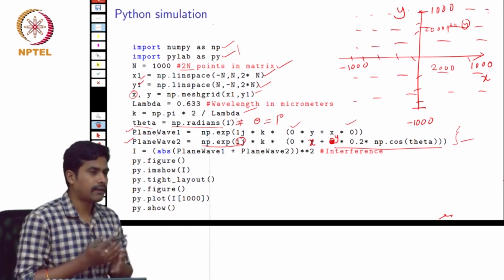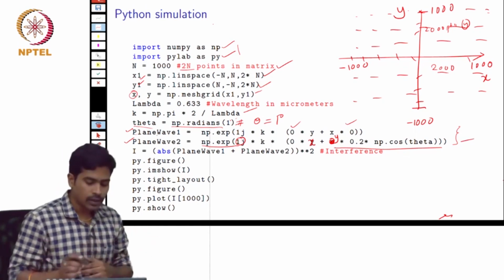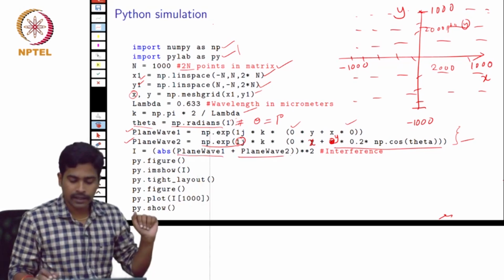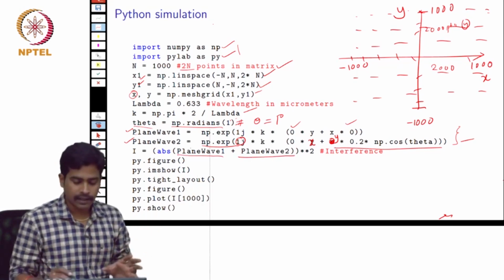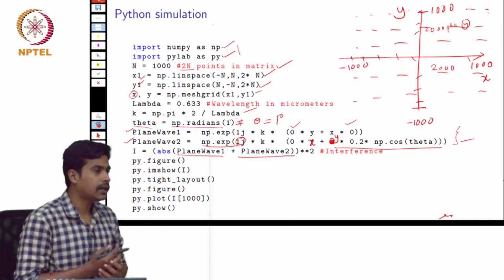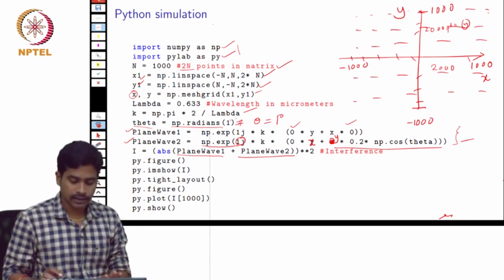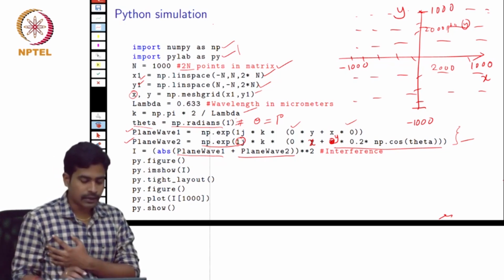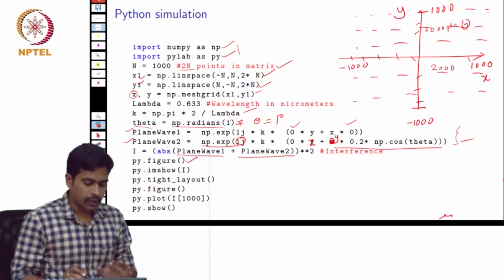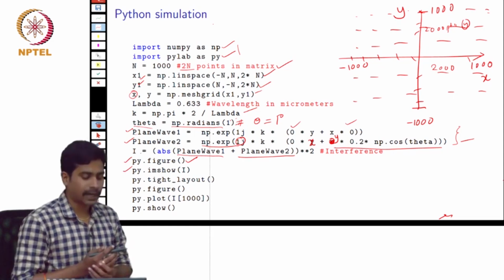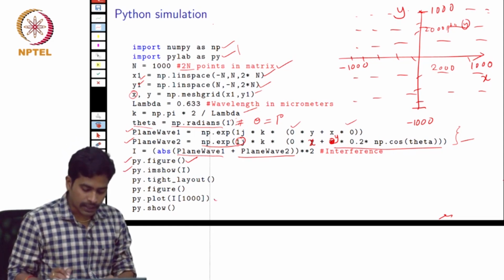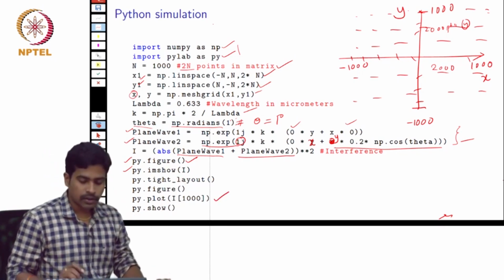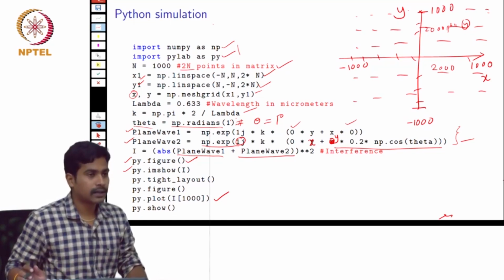Now we have the expressions for plane wave 1 and plane wave 2, so we just have to use the interference equation that I showed in the first slide, which is nothing but adding the two electric fields and taking the absolute value of the square of the sum of plane wave 1 and plane wave 2. After we get these interference values, I am showing the interference pattern using this command, and then using another command to plot the intensity along a particular line in the interference pattern.